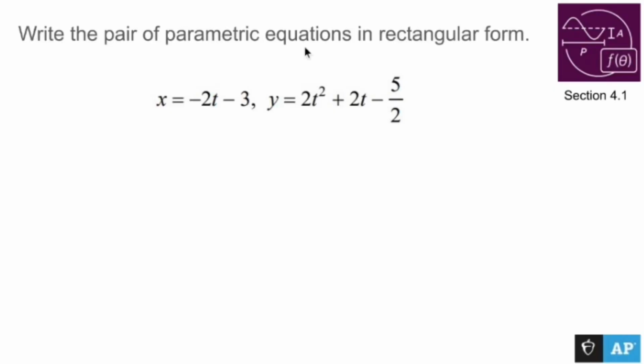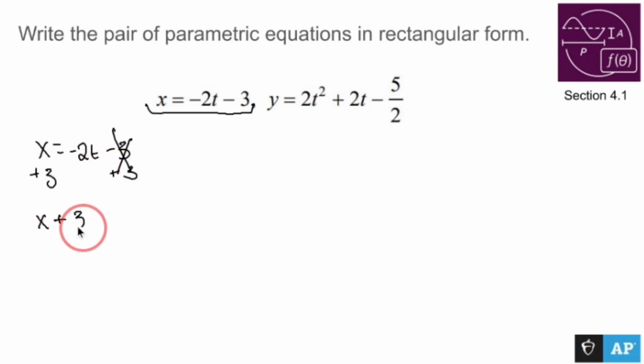Write the pair of parametric equations in rectangular form. Well, rectangular form is y equals stuff. So what I really need to do is replace t with x's. Well, how do I do that? Take this guy and solve it for t. So if I have x equals -2t minus 3, my first step is to add 3, cross you out, these don't combine. So x plus 3 equals -2t.